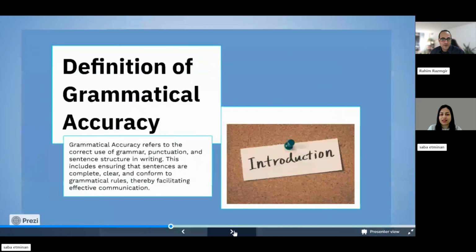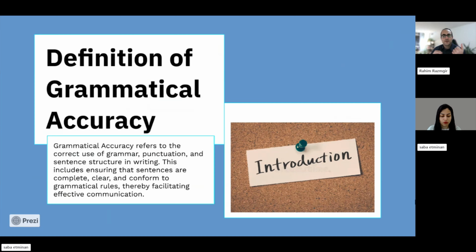Okay. So before we start accuracy, can I just summarize very briefly what we talked about? Yes, of course, that would be awesome. So the first part of the grammar section in IELTS Writing Task 2 was grammatical range. That's the first aspect of grammar. By range, we mean using a variety of grammatical structures. And we had these three main categories: simple sentences, compound sentences, and complex sentences, with the examples that we had.